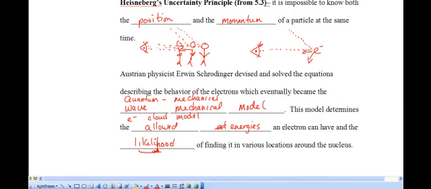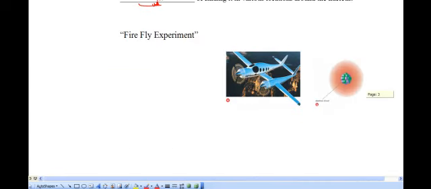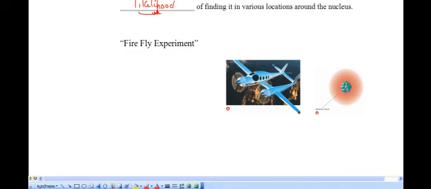So, in the next podcast, we're going to describe this idea in what's known as the Firefly experiment.